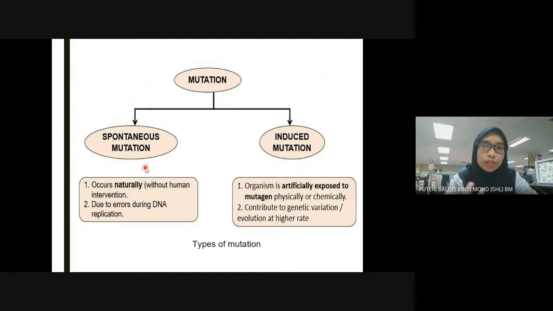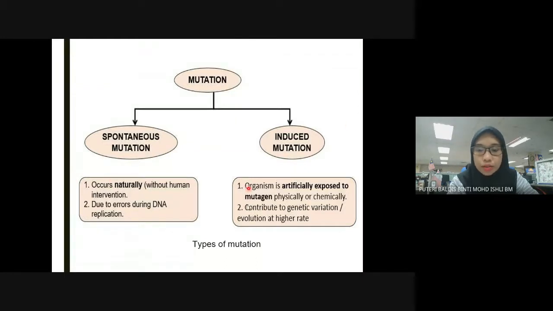Spontaneous mutation is mutation that occurs naturally, okay, without human intervention, due to errors during DNA replication. So masa proses DNA replication yang awak dah belajar untuk topik 6 tu, okay, mungkin masa dia tambah DNA nucleotide tu patutnya dia tambah A complementary to T. Tapi dia silap. Patutnya A complementary to T, dia tambah A complementary to G. So bila dia silap macam tu, itu kita panggil sebagai spontaneous mutation.